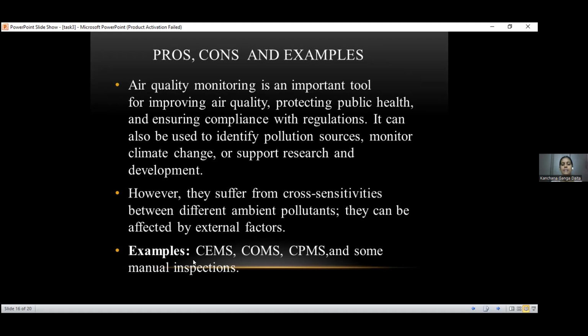So examples: we have a lot of examples like continuous emission monitoring systems and manual inspections, remote inspections, and also automatic inspections. See, in the working principles, we have said that there are a lot of principles to work. In that case, remote and manual is also one of the cases, because we need to enter the values in the manual case, and we can have automatic generation of data, automatic sensor inputs and output generation in the automatic case.